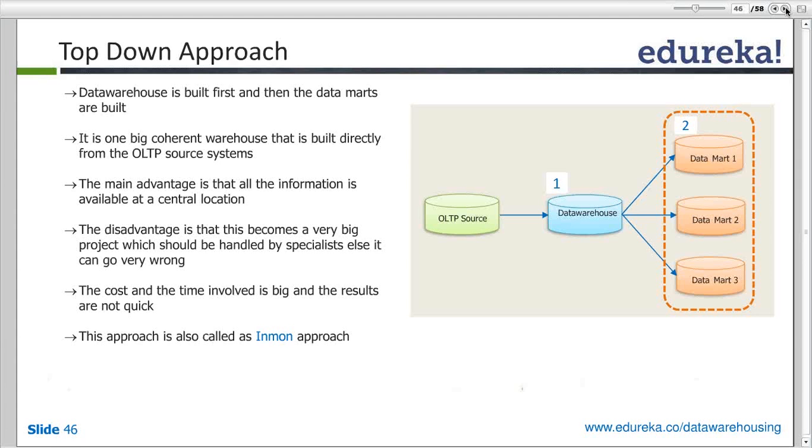And the disadvantages we already talked about a few. One of them is that it's huge data, and it takes a lot of effort, time and cost to implement that particular approach, the data warehouse using the top-down approach. And if you look at the nomenclature, this approach is called the Inmon approach, from Bill Inmon.